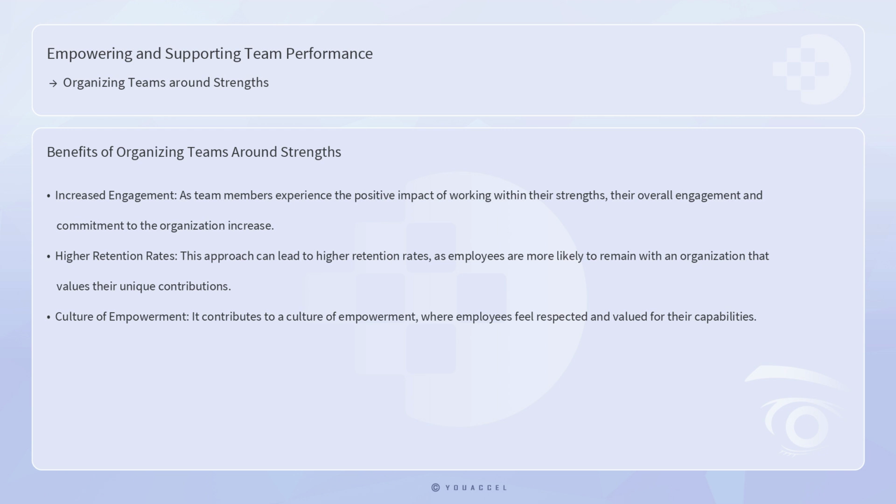The benefits of organizing teams around strengths extend beyond individual projects. As team members experience the positive impact of working within their strengths, their overall engagement and commitment to the organization increase. This approach can lead to higher retention rates, as employees are more likely to remain with an organization that values their unique contributions and offers opportunities for growth. Furthermore, it contributes to a culture of empowerment where employees feel respected and valued for their capabilities.